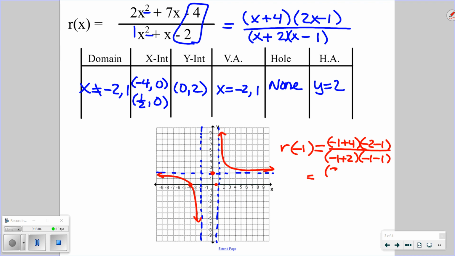Okay, that'll simplify to 3 times -3 over 1 times -2. And then that'll simplify to -9 over -2, which will equal +9 over 2, which as a mixed number is 4 and 1/2. So if I plot that point, -1, 4 1/2, it's like right here. And so now you can kind of see that shape taking place. The graph is going to go through those 3 points, but it's also going to approach the asymptotes.